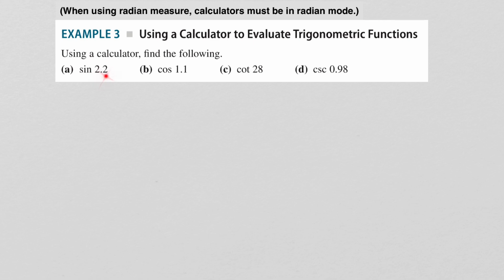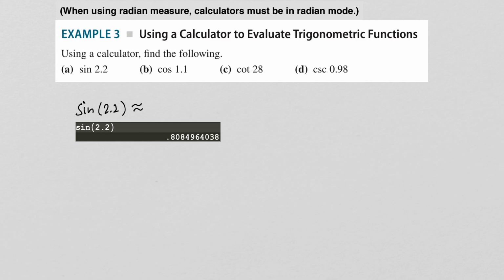The sine of 2.2. Now when you're doing this, you have to realize that this angle, 2.2, is in radians because there is no degree symbol here. So that means that we have to make sure that our calculator is in radian mode. Once we do that, we basically just type it in and we get our answer. To do the sine of 2.2, we're just going to type in sine of 2.2. On most calculators, it'll look just like that. Then we hit enter, and we're going to round these to 4 decimal places. And that is approximately 0.8085.